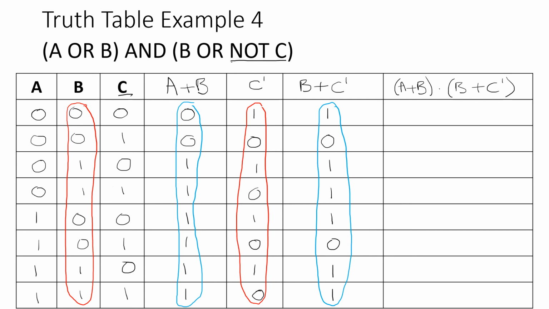So 0 and 1 is 0. 0 and 0 is 0. 1 and 1 is 1. 1 and 1 is 1. 1 and 1 is 1. 1 and 0 is 0. 1 and 1 is 1. 1 and 1 is 1. And that's our final answer. And our truth table is completely filled in.